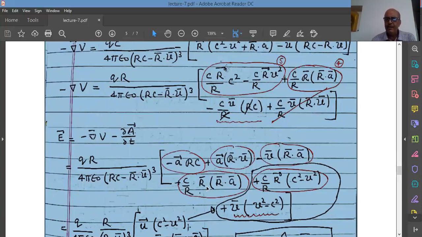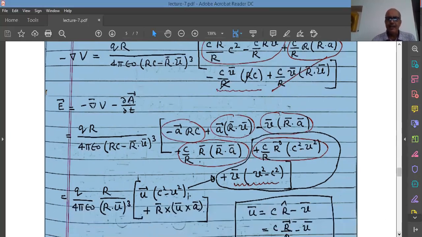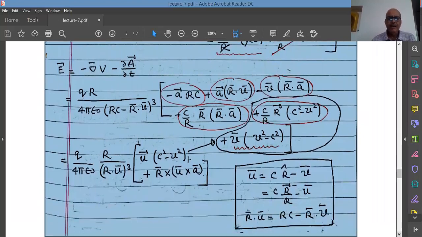We can put the third and fourth term together also, and then I think it will be easier for us to understand the expression for the value of E. In the textbook, you will find that they write down the value of E as Q upon 4πε0 that we have here. Then R upon (RC minus R dot B) whole cube, they write it to be equal to R upon (R dot U) whole cube.